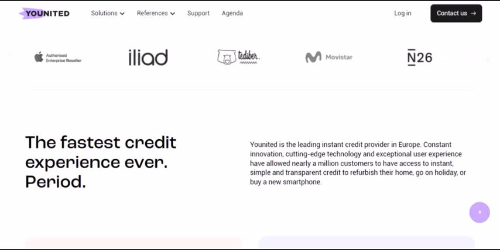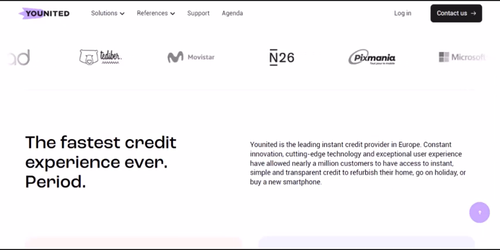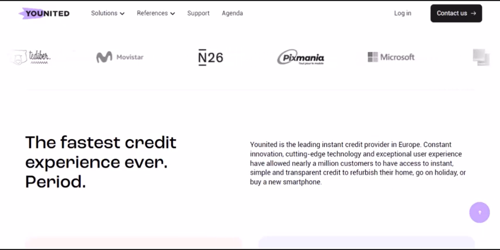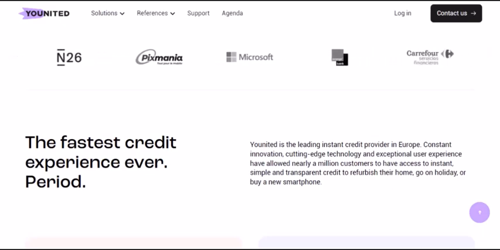Using this method ensures a smooth, efficient process and maximizes the likelihood of approval. Accurate information, prepared documents, and realistic loan terms are the keys to securing a Younited credit loan quickly and effectively.